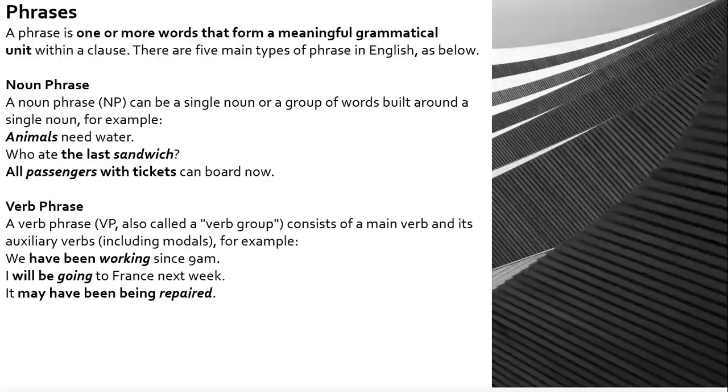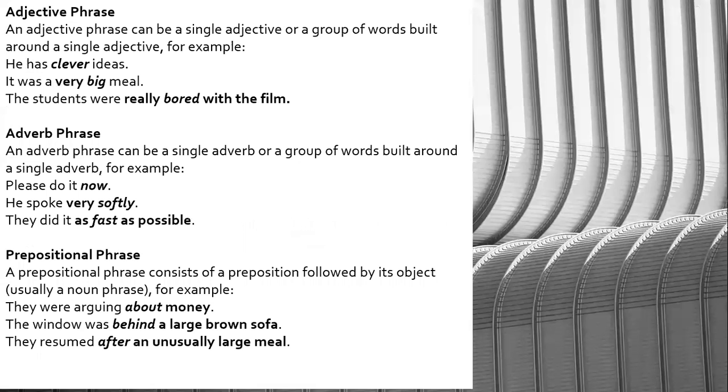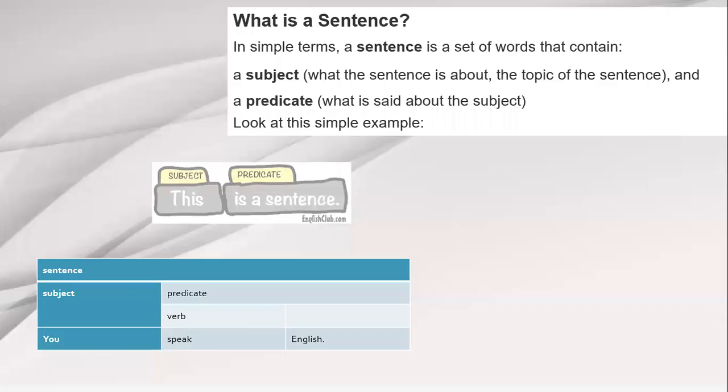Okay, so those are the 5 main types. You have noun phrases, verb phrases, adjective phrases, adverb phrases, and prepositional phrases, right? So they all make up your sentences.